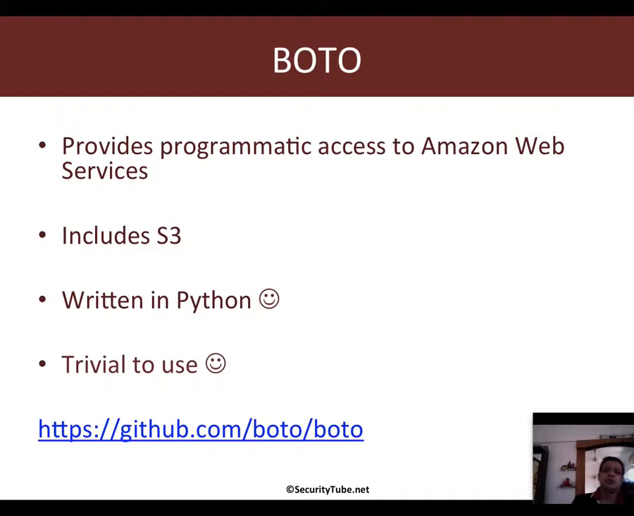So in order to do this, I'm going to write a very simple program, and this is going to be using a library called Boto, which provides programmatic access to Amazon Web Services. Not only for Amazon S3, but for almost all the web services Amazon provides, like EC2 and other things. The best part of Boto is, it's written in Python, so I love it by default.